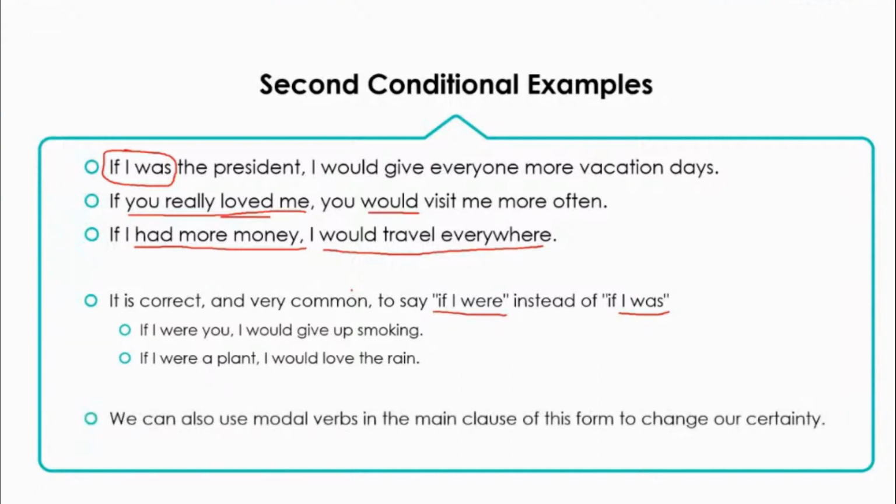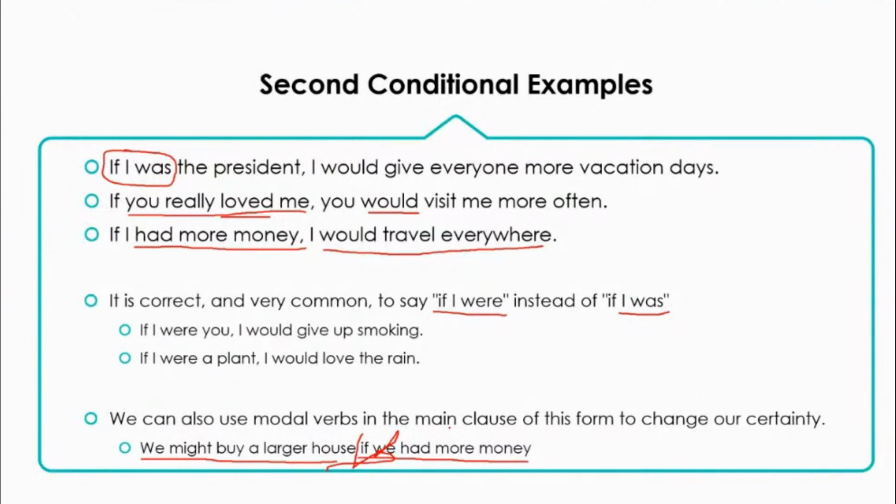Also, just like we could for our first conditional, we can use modal verbs in the main clause of this form to change our certainty. We might buy a larger house if we had more money. So here our if clause, if we had more money. We might buy a larger house. So here, right, not real, if we had more money, but we don't.